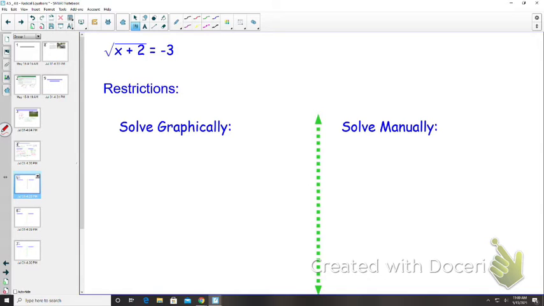So, for this second one, we have the square root of x plus 2 is equal to negative 3. Okay, so let's set our restrictions here. So remember, we cannot take the square root of a negative number. So x plus 2 must be greater than or equal to 0. Subtract 2 from both sides. We find that x must be greater than or equal to negative 2. Okay, those are our restrictions.